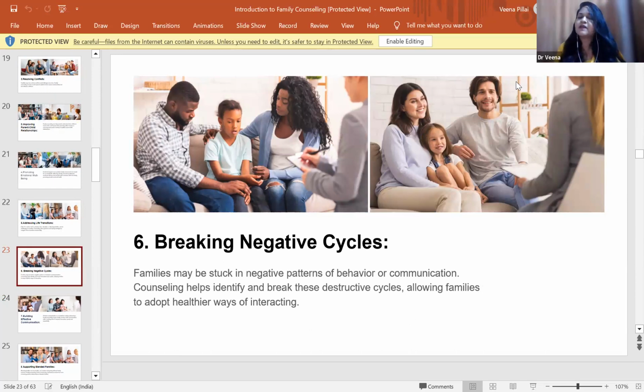And breaking negative cycles. Families may get stuck in negative patterns of behavior or communication. We could say, if a person is very angry, people generally would say, he's just like his grandfather, very aggressive in behavior, that it always flows in the family genes. These people are like that only. So if there is any negative pattern, family counseling would be helpful for you to break those negative cycles. It also helps to identify the negative aspects and break these destructive cycles, and it helps families adopt healthier ways of interacting.